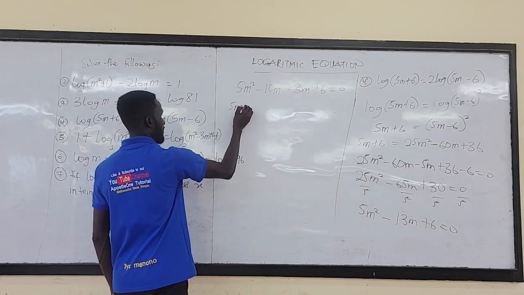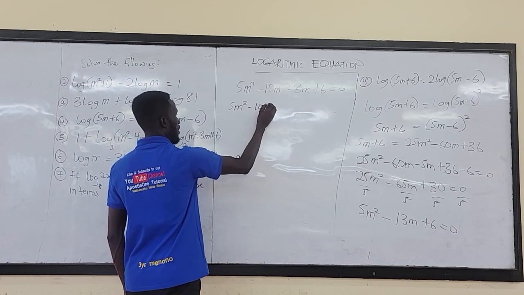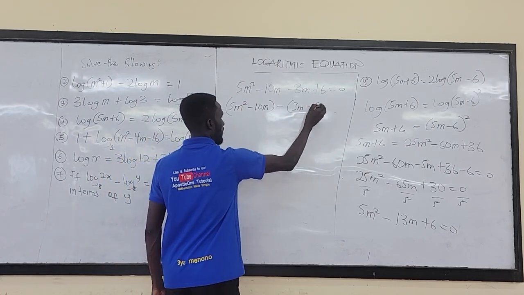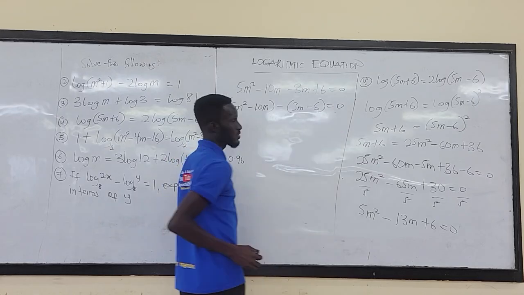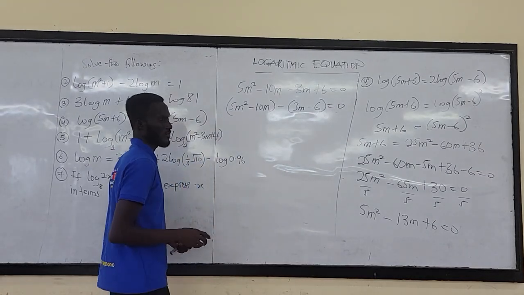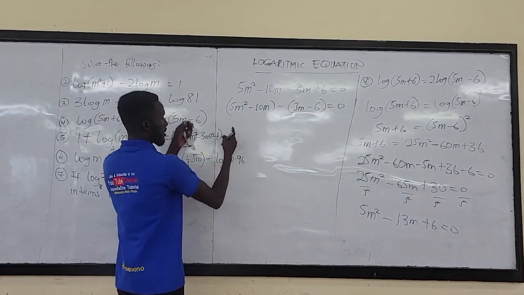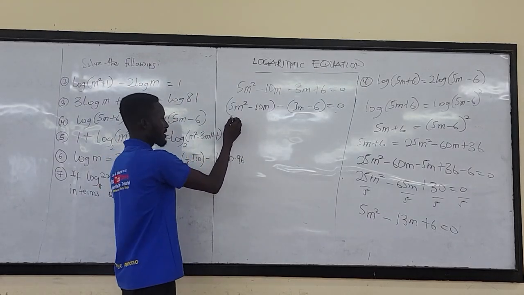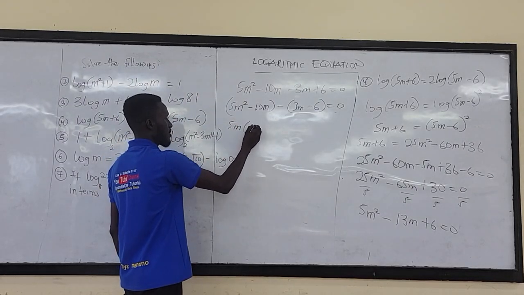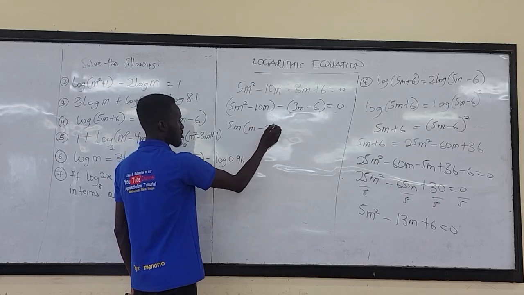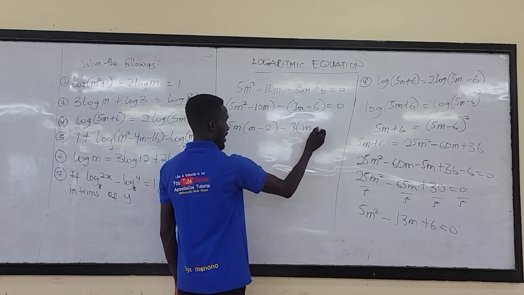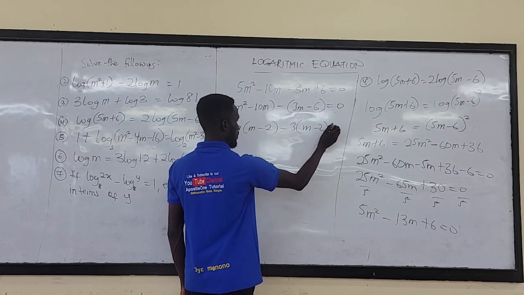We're going to have m minus 3m is equal to 0. Now let's go to what happened. Now we are going to factorize it here. The common factor is 5m. So we have m minus 2. Common factor here will be 3. m minus 2 equal to 0.